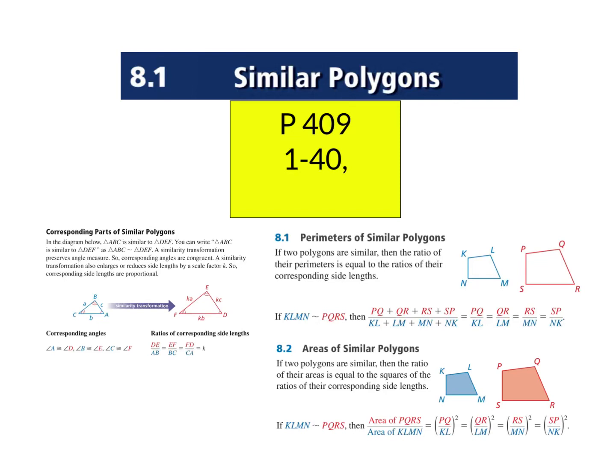Okay, 8.1, similar polygons. Setting up your ratios. We did this earlier, and now we're going to talk about perimeters and areas of polygons. So let's first go through the scale factor problems.